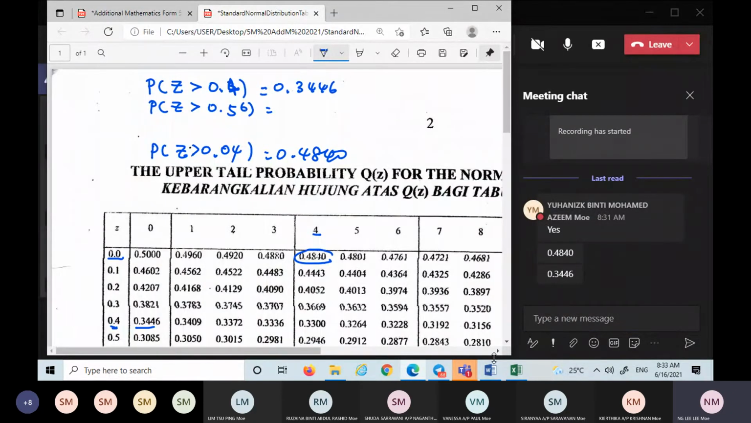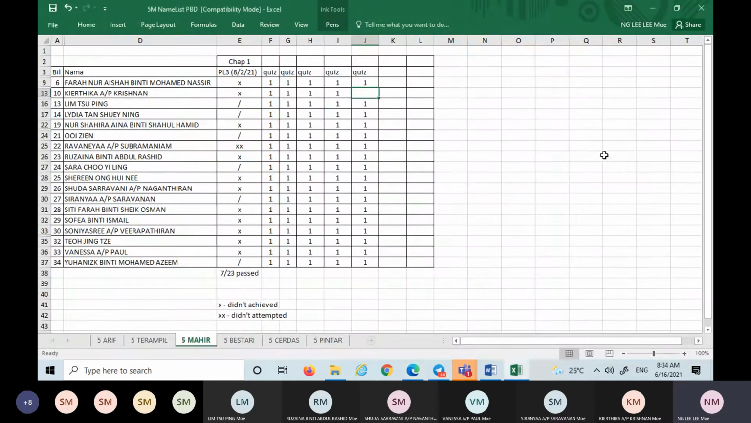Critical. 0.2877. Okay, 0.56, so you read from here. Okay, 0.2877. Next, Farah.